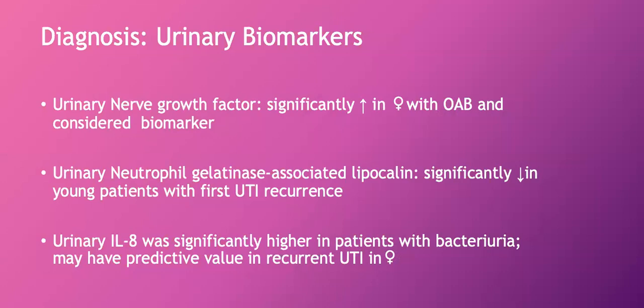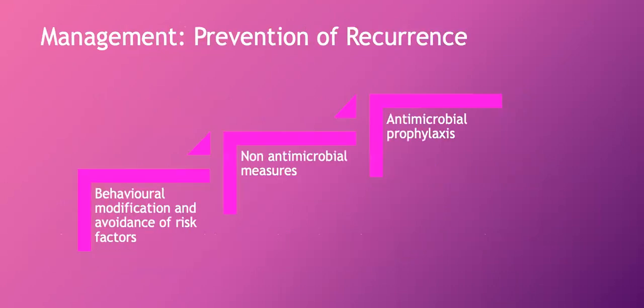Other biomarkers are urinary biomarkers, which include urinary nerve growth factor, which is significantly increased in females with OAB and is considered a biomarker. There's urinary neutrophil gelatinase associated lipocalin, which is also found to be significantly decreased in young patients with first UTI recurrence. You can also get urinary interleukin-8, which was found significantly higher in patients with bacteriuria, and it may have a predictive value in recurrent UTI in females.